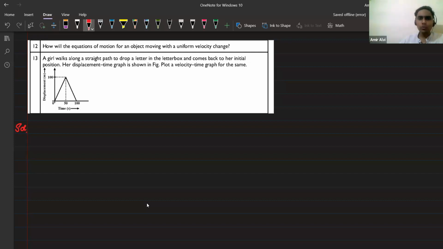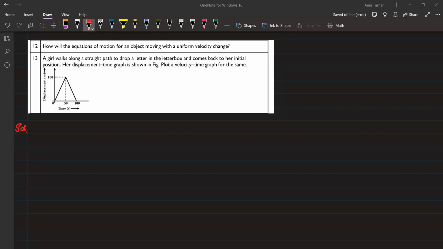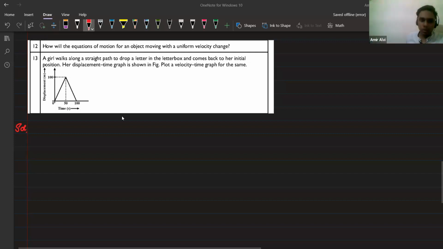So -2 meter per second, Arhan. The question is not asking -2 meter per second. It is asking what should be the graph and how it will change. Okay, let's discuss. Everyone please look at the screen. The question is saying how will the equations of motion for an object moving with uniform velocity change? First of all, let's write down all the equations.